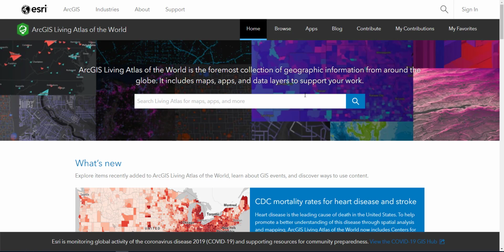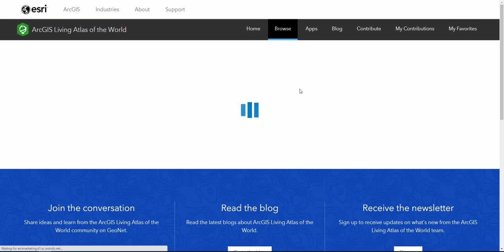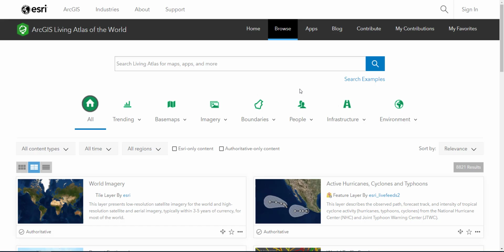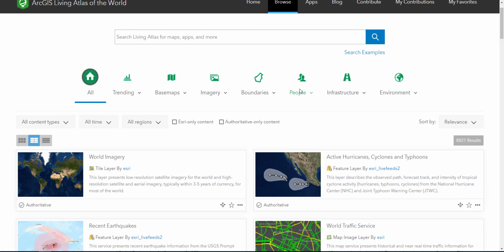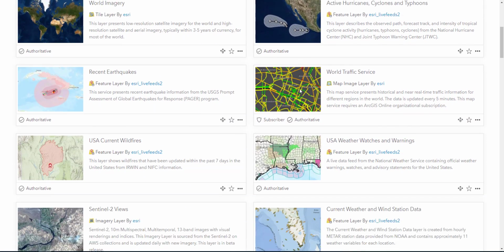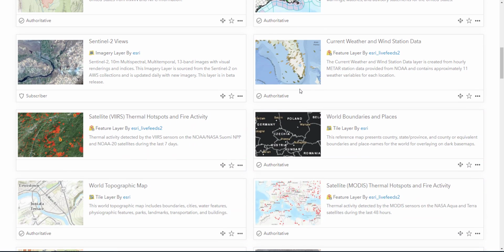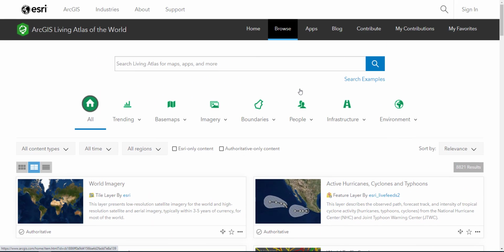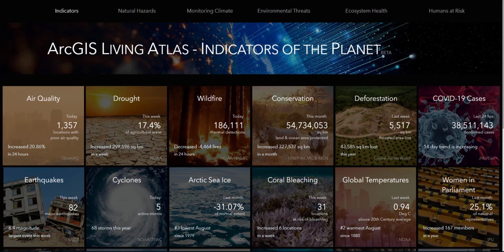You can come in here and search, and as a part of our browse option, you'll be able to find information on boundaries, people, and the environment alongside many other data sets available through ArcGIS Living Atlas of the World. As a part of this, we also have many apps, and Living Atlas is a great place for you to find these apps that are available both locally and globally.